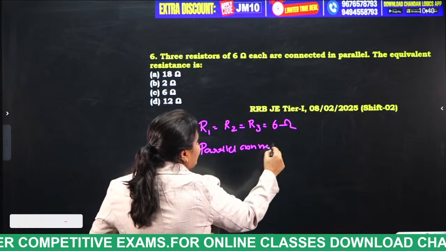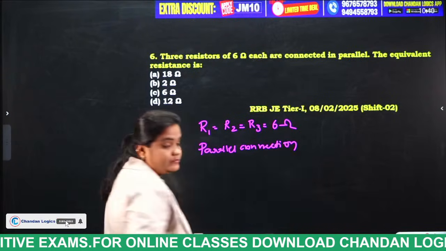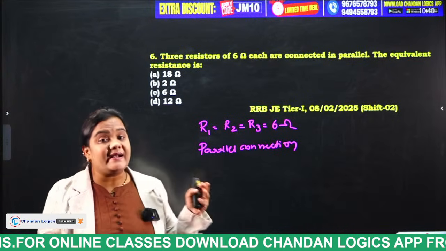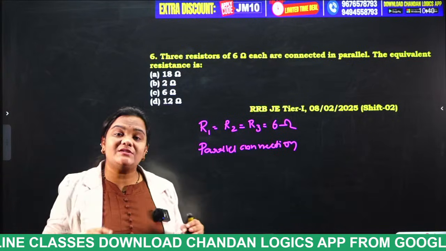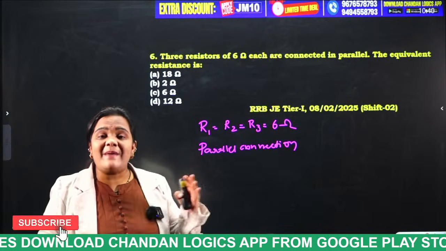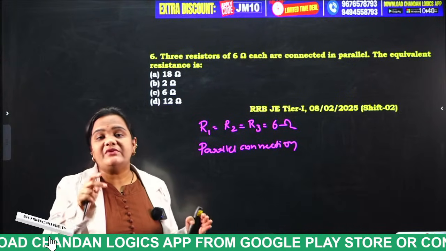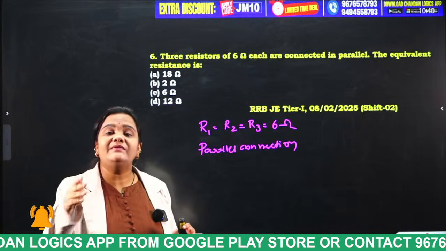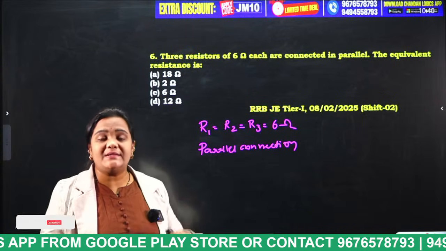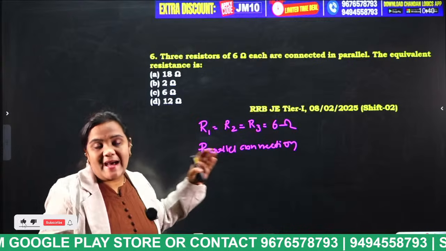In parallel connection, voltage is same. In series connection, current is same. But in parallel connection, voltage is same. In parallel connection, if any of the circuit breaks, the current will be passed in the next branch. That is the advantage of parallel connection.